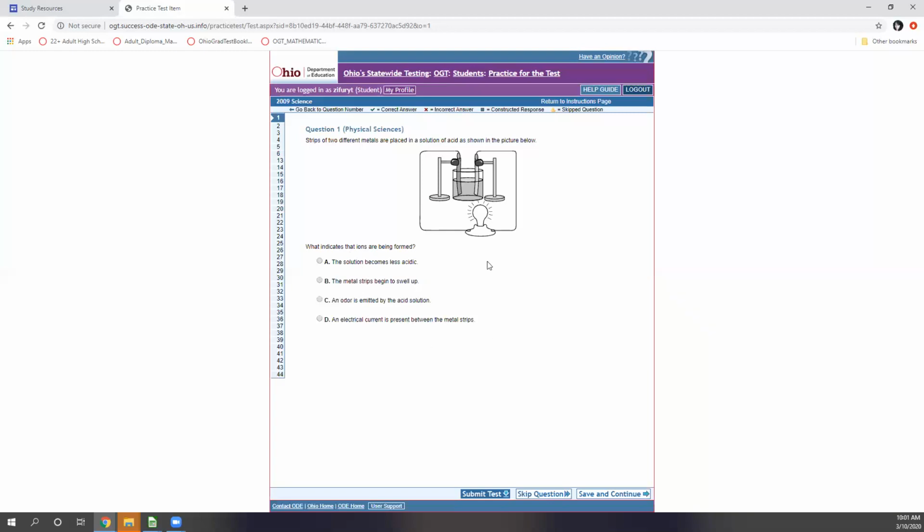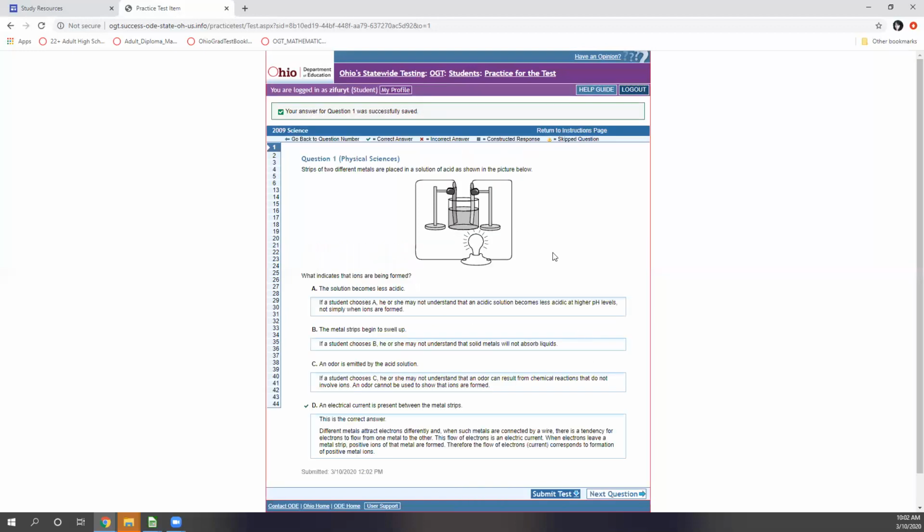Now, looking at those answers and knowing that you have an electrical current, obviously, or why would this be connected to an electrical source? You know that D is going to be your answer because they've kind of given you a hint here that this is what's happening. For the other answers, we don't know anything about the kind of acid that's in here, so we can take those two out. And also the metal strips, there's no indication that they're swelling up. But electrical current, we do have a clue that that's what's going on here.